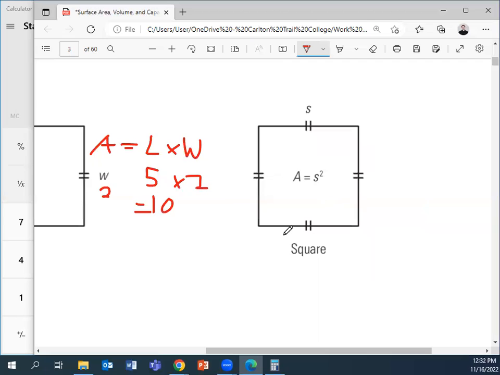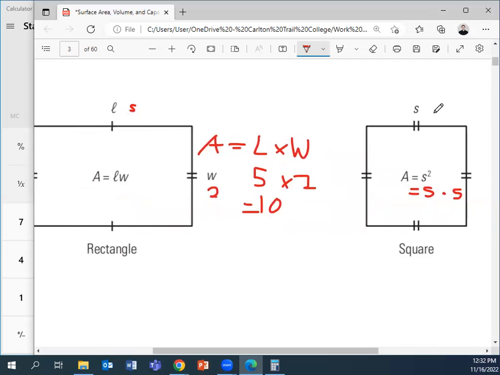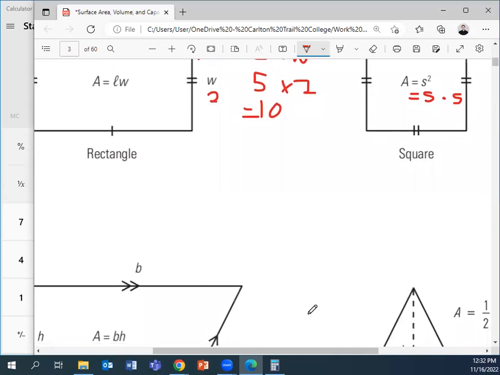Now, this one here is a square, right? A equals s to the power of 2. Technically, it just means s times s. Remember, a little dot means times. S squared is just s times s. You're just taking a side times another side. That's the exact same thing as a rectangle. It's just that in this case, it's the exact same side.